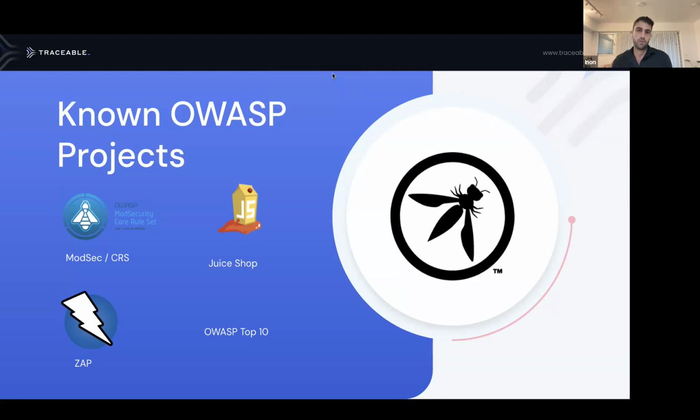So you can download it and try to scan your web application for vulnerabilities.